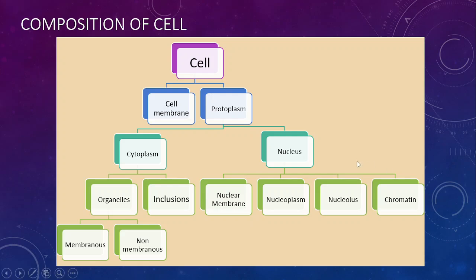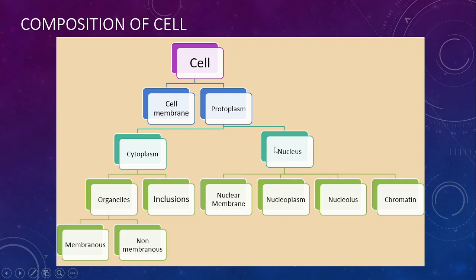And this is a diagram showing the composition of a cell. It is mainly bounded by a limiting membrane, that is the cell membrane, and the rest of the portion of the cell inside the cell membrane is called protoplasm. Now this protoplasm is again divided into two portions. The center portion of protoplasm is called the nucleus.